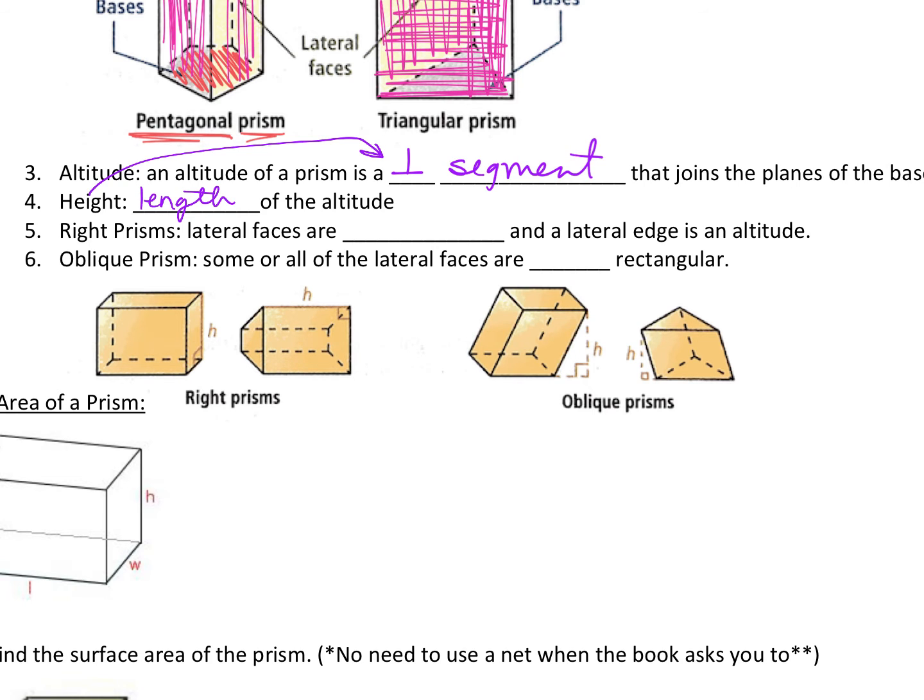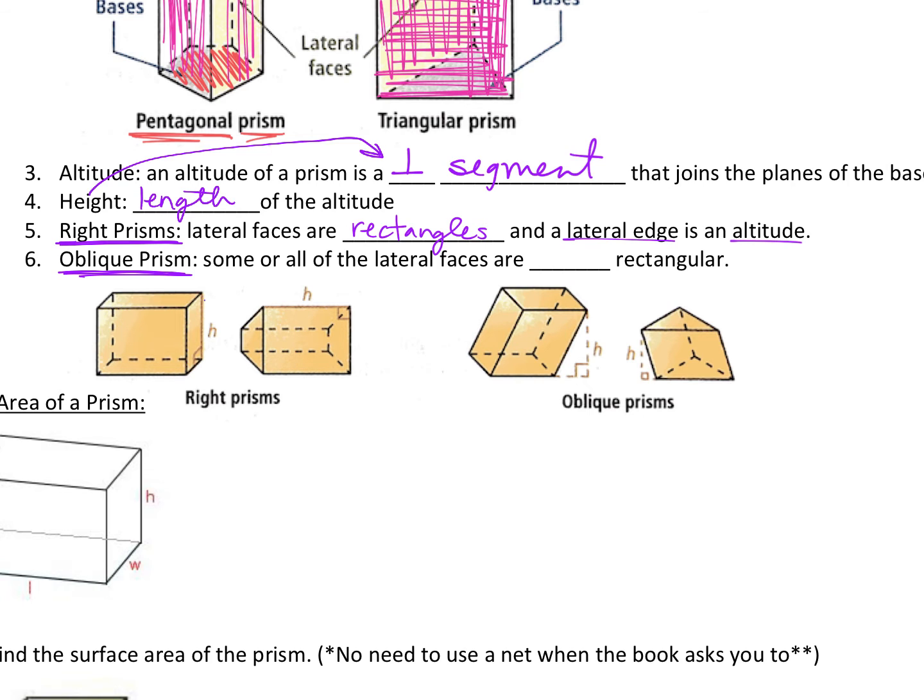We are going to focus mostly on what are called right prisms, but there is something called an oblique prism. You should know how to do both, but most of what I give you is going to be a right prism. Here's the difference. In a right prism, your lateral faces are rectangles, and your lateral edge is an altitude.